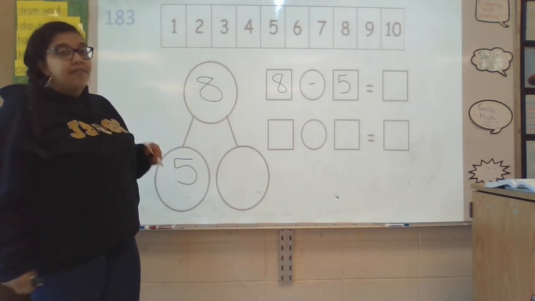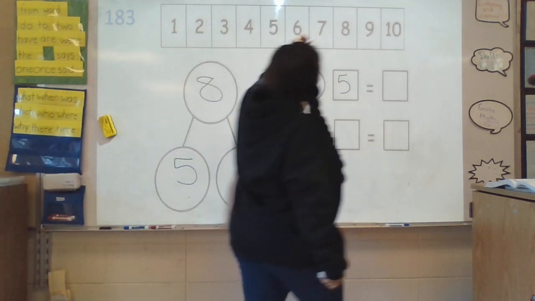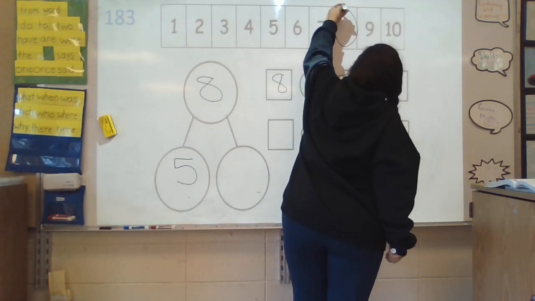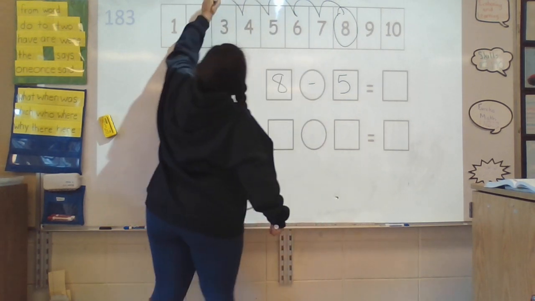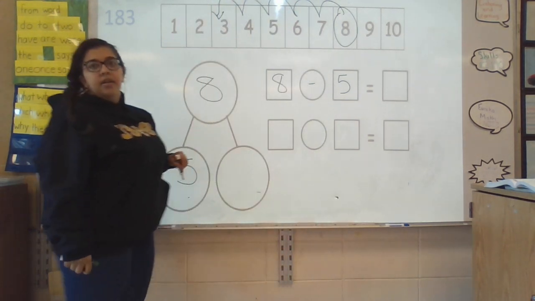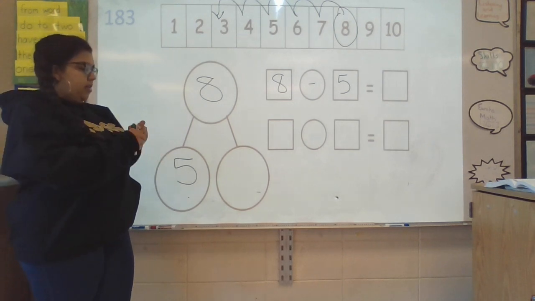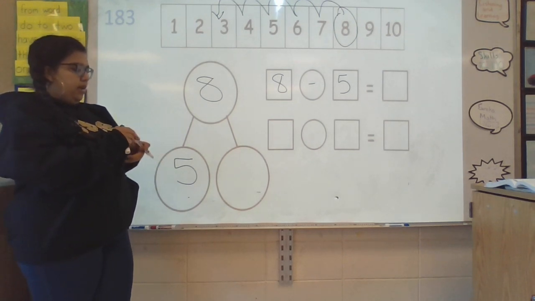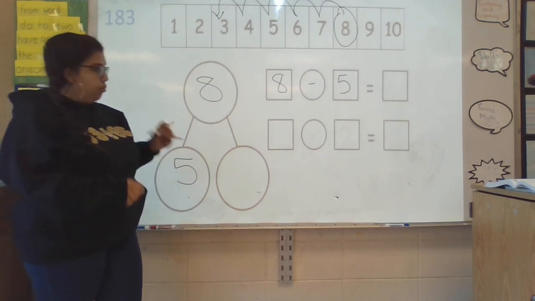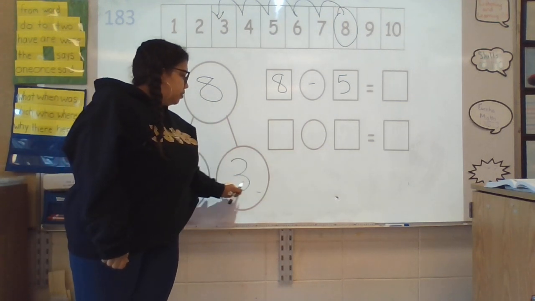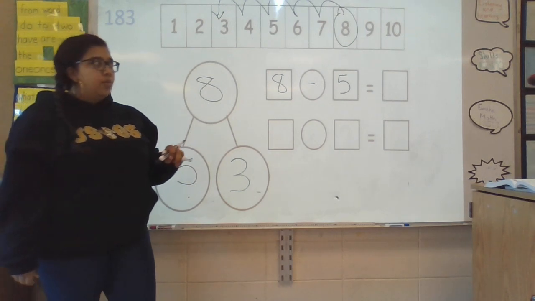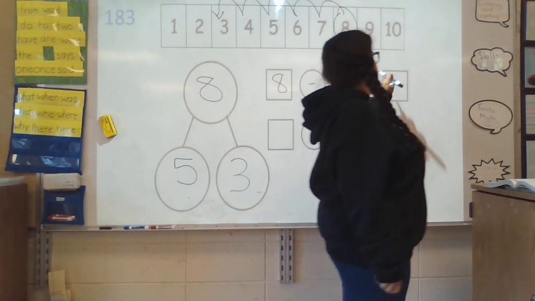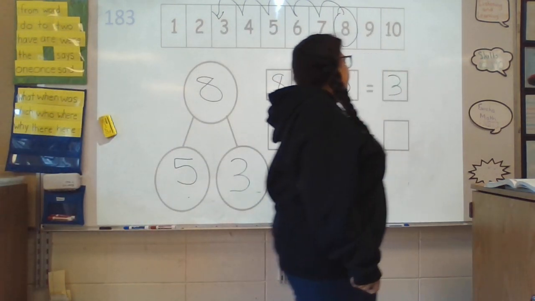Using our number path to count back, we circle the whole. Now hop with me. 1, 2, 3, 4, 5. And where do we land? We land on the number 3. Good job. So, can we complete this number sentence? We can. 8 minus 5 is equal to 3. That's the part we figured out.